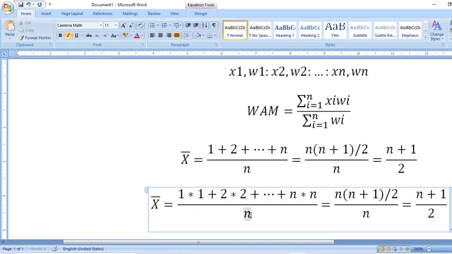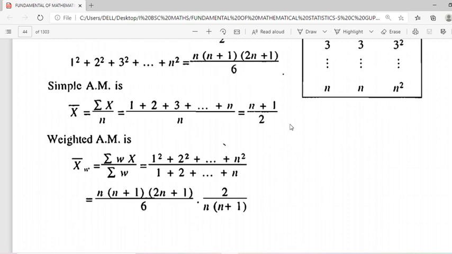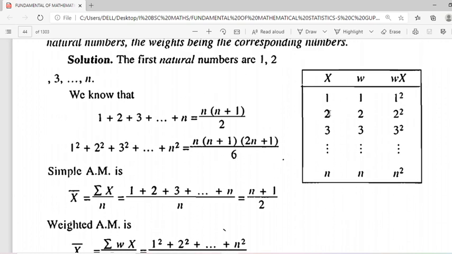So what will be the total number? How many numbers will there be? 1 plus 2 plus etc. plus n. There will be 1 plus 2 plus etc. n number of observations, because for the observation 1, we have 1 observation. For the observation 2, we have 2 observations. For the observation 3, we have 3 observations. For the observation n, we have n observations.